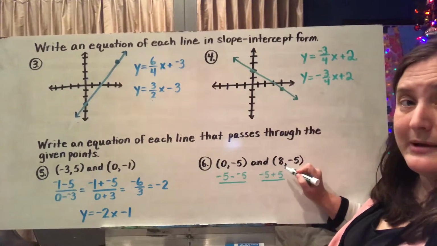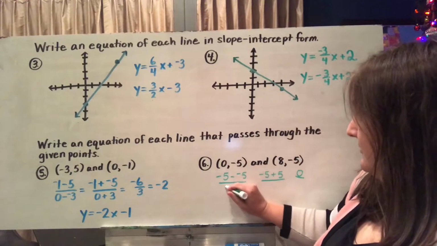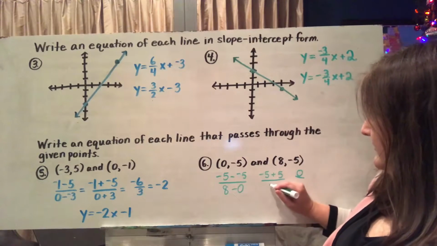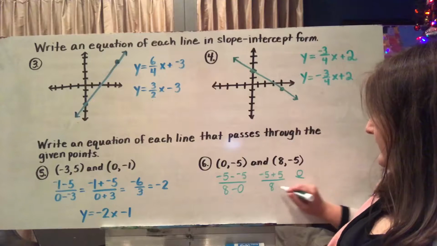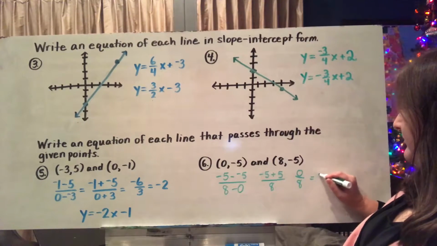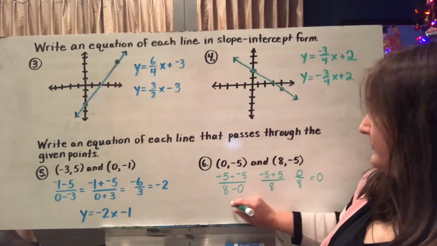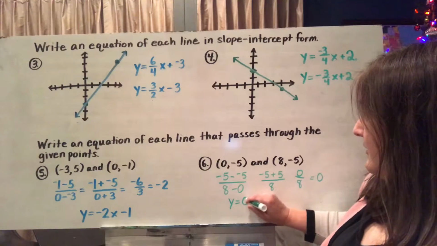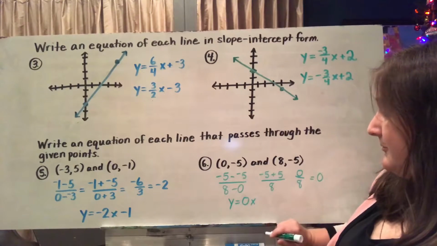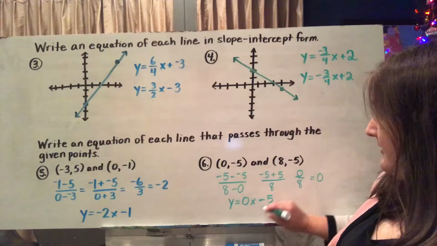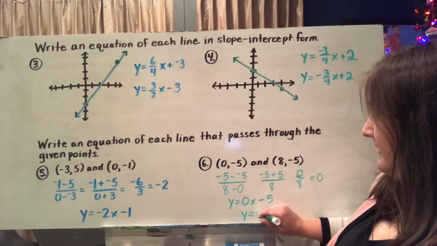And I'm going to do the same thing for my x values. 8 minus 0 is 8. So I have 0 over 8, or 0, for my slope. So I have y equals 0x, and here's my y-intercept, minus 5, or y equals negative 5.